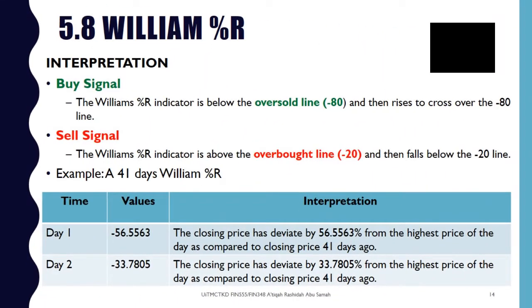How to interpret? The buy signal occurs when the Williams R indicator is below the oversold line and then rises to cross over the 80 line. When the Williams R indicator is above the overbought line and then falls below the 20 line, this is a sell signal.